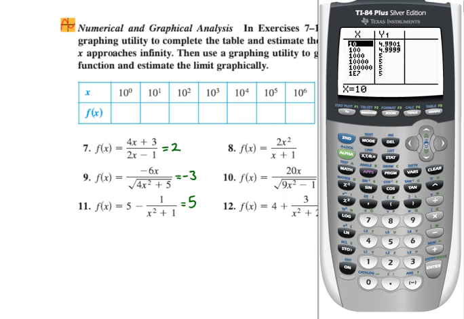So this is a way of finding limits using our graphing calculator, limits at infinity, that is. Similar but very different than the way we found limits at a specific x value. And we'll go on to the next set of problems.